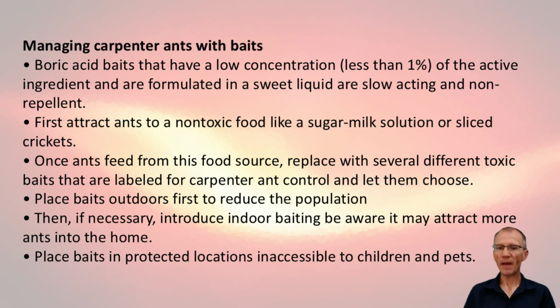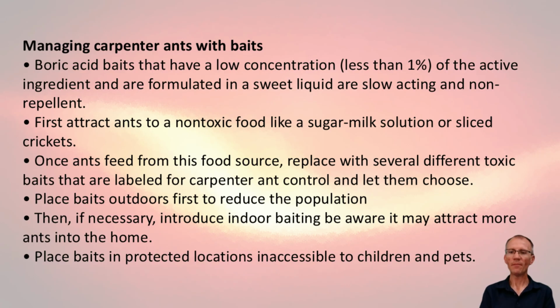Managing carpenter ants with baits. Boric acid baits that have low concentration, less than 1% of the active ingredient, are formulated in a sweet liquid, are slow-acting, and non-repellent. First, attract ants to a non-toxic food like a sugar milk solution or sliced crickets. Once ants feed from this food source, replace with several different toxic baits that are labeled for carpenter ant control and let them choose. Place baits outdoors first to reduce the population. Then, if necessary, introduce indoor baiting.